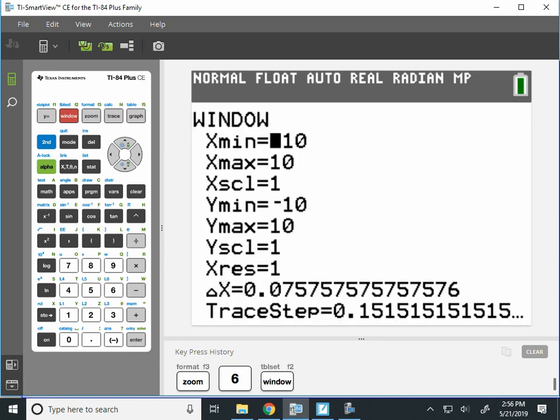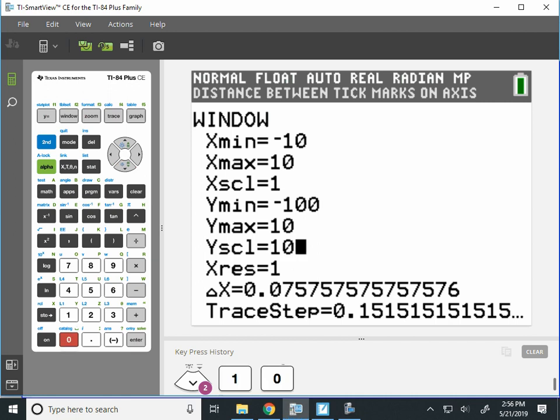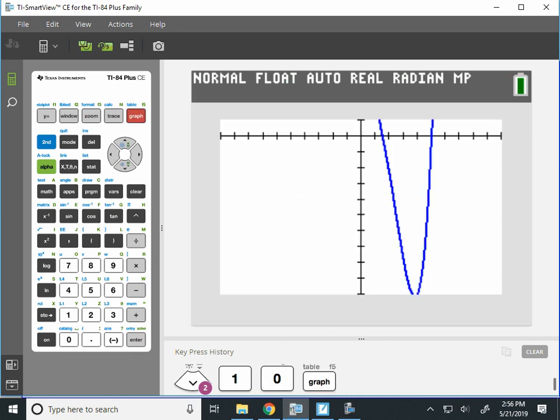So I'm going to change the window. I can tell my y minimum is not far enough. So I'm going to change it to negative 100 and see. Maybe I'll go by 10s. And I can almost see the bottom. That's going to be good enough.